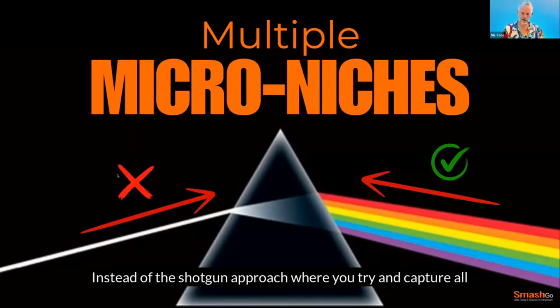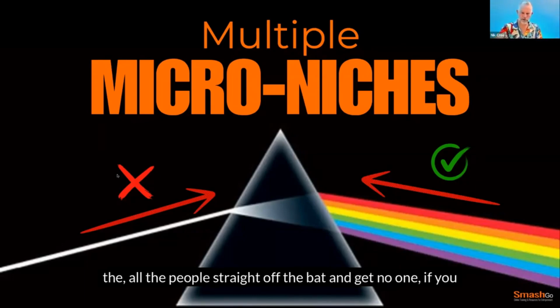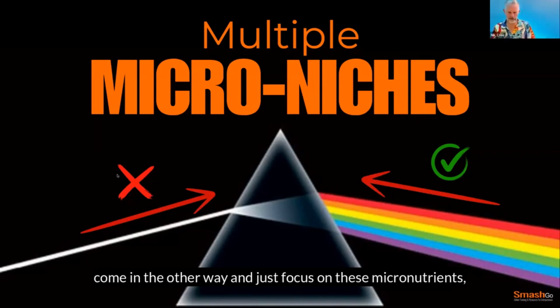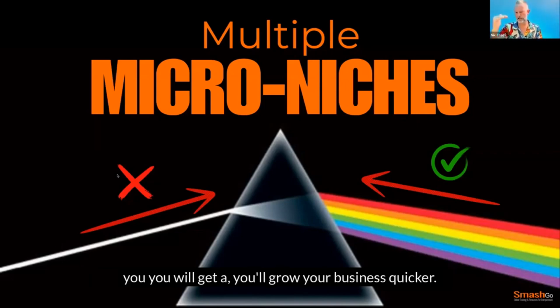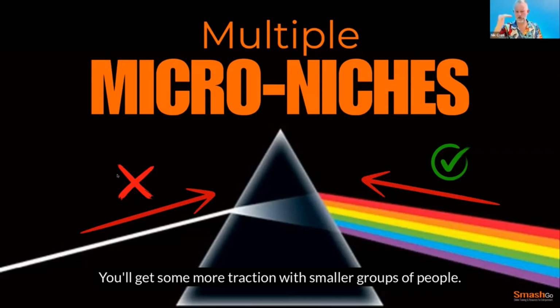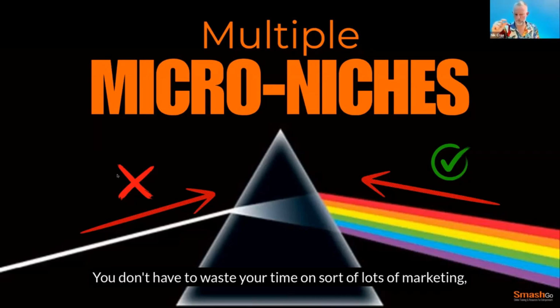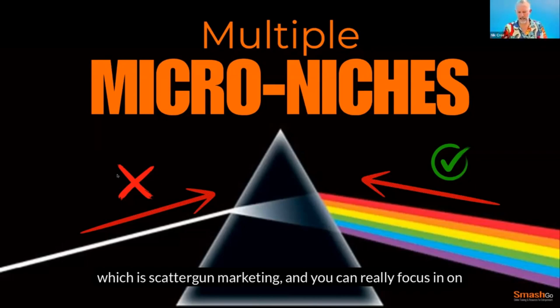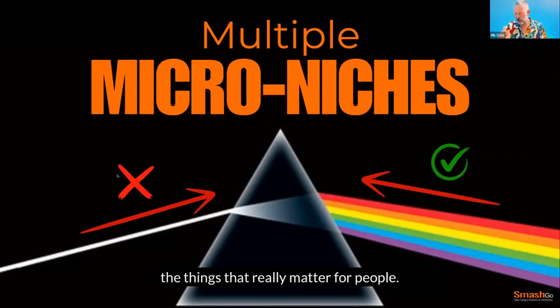Instead of the shotgun approach where you try and capture all the people straight off the bat and get no one, if you come in the other way and just focus on these micro niches, you'll grow your business quicker. You'll get more traction with smaller groups of people. You don't have to waste your time on scattergun marketing, and you can really focus in on the things that really matter for people.